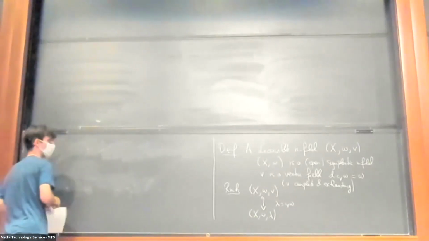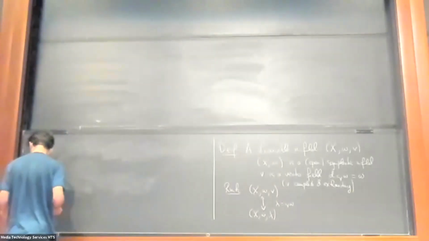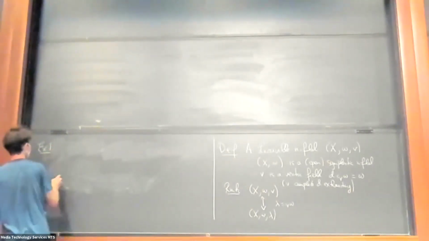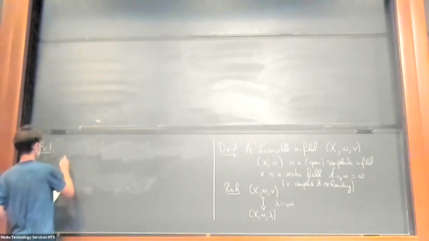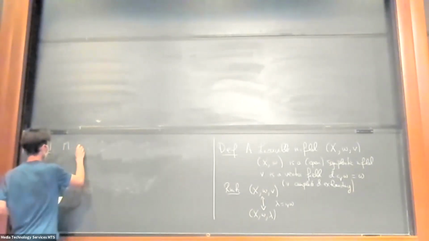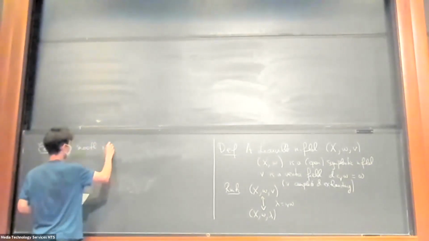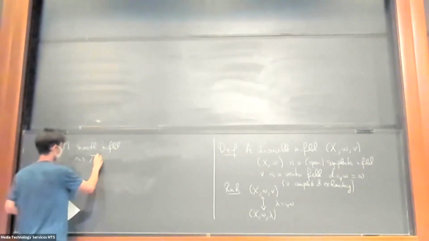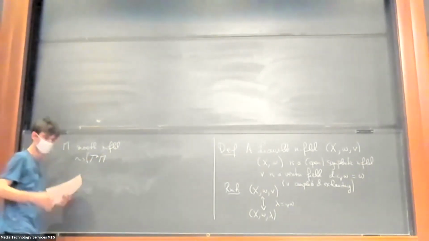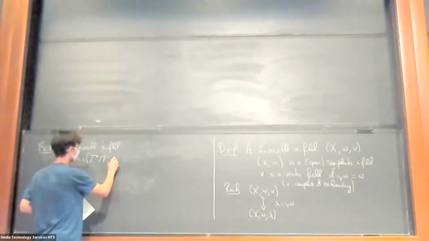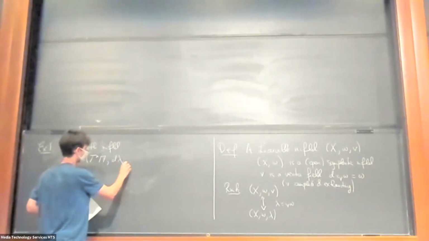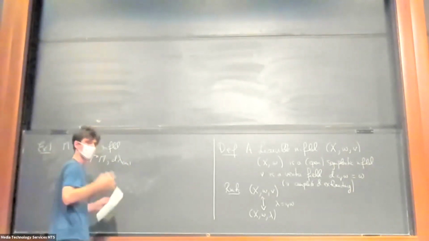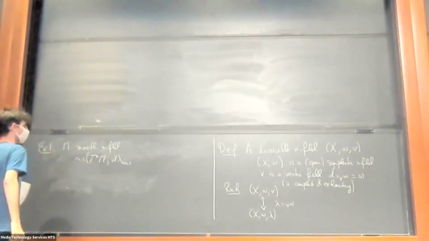Okay, so let me give some examples to motivate this definition. So the first class of examples are cotangent bundles. So given N a smooth manifold, you can consider the cotangent bundle of N. And this admits a canonical symplectic structure. In fact, it admits a canonical Liouville structure. This lambda_can is something which is canonical on the cotangent bundle.